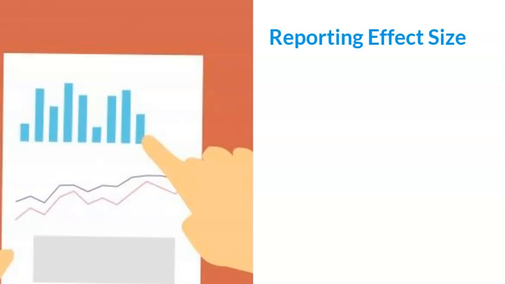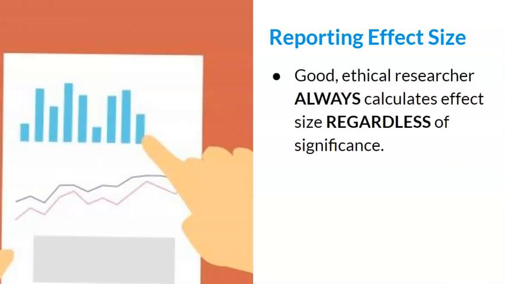After conducting a hypothesis test, researchers should not just stop at making a decision about whether the study worked or not. A good ethical researcher always calculates effect size, regardless of significance, because of potential type 1 and type 2 errors.